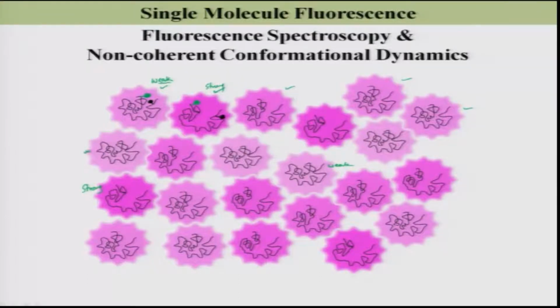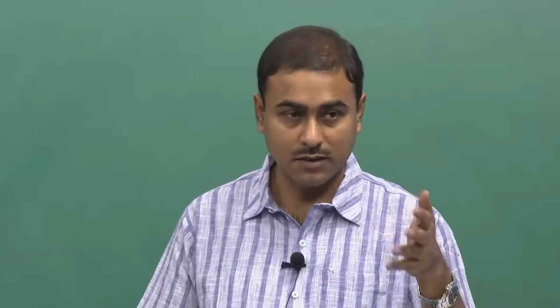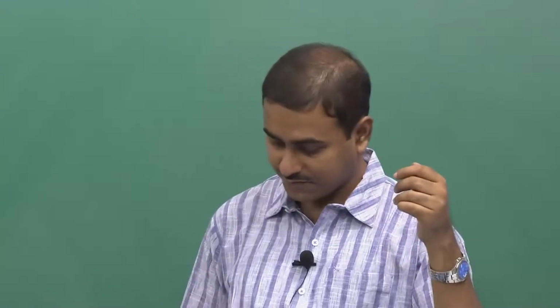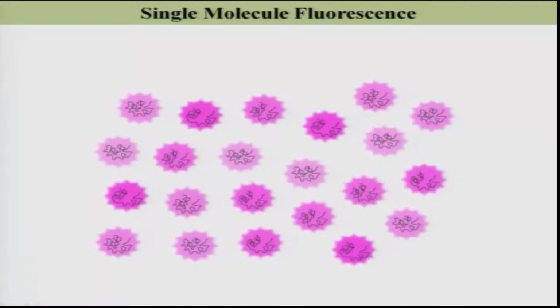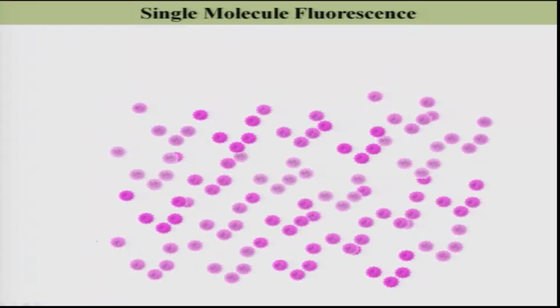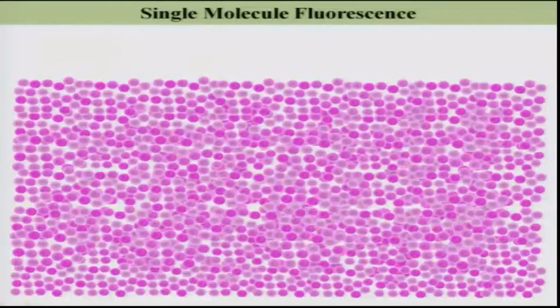Consider you have Avogadro number, let us say micromolar, so 10 to the power 17 molecules per liter, right. In such a case, let us see this animation. So, you have several such kind of molecules, right. It is a huge number, 10 to the power 17 molecules are present in the solution.